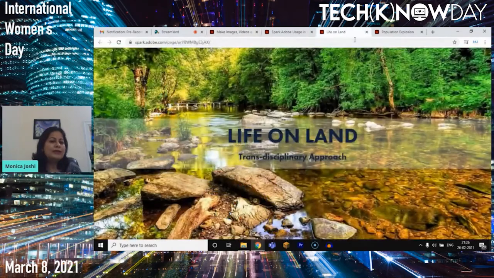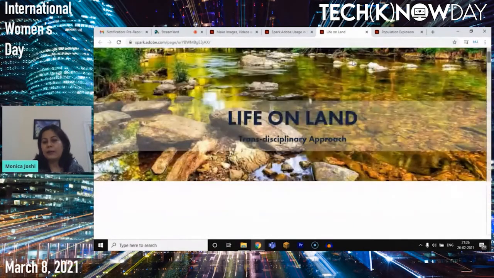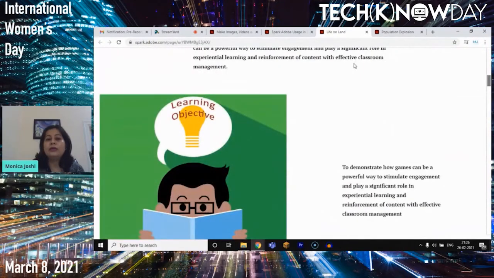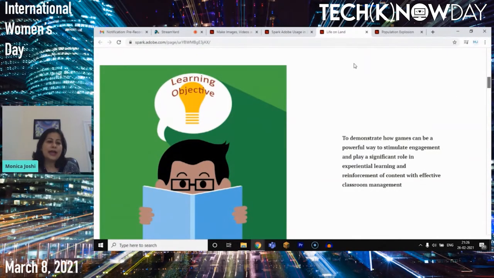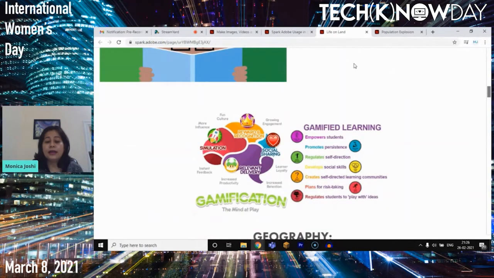I have a very beautiful lesson plan, that is Life on Land, a transdisciplinary lesson with which we used this concept and we taught life on land by using all the subjects, and we gave an ingredient of game based learning. And why that? Because game based learning helps the student to empower, to promote, and helps in self regulation, creates self directed learning communities, promotes risk taking, problem solving, and self regulation also. And it kind of creates motivation in the student.